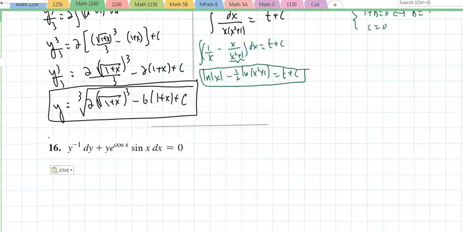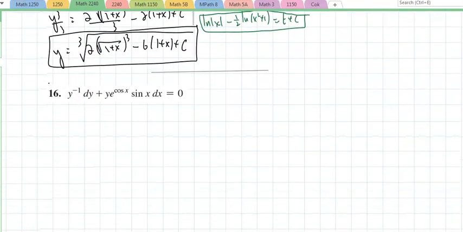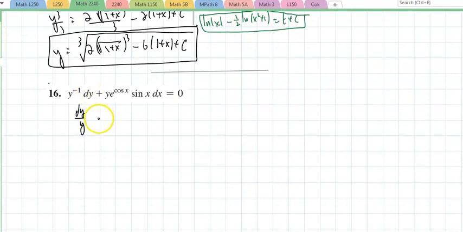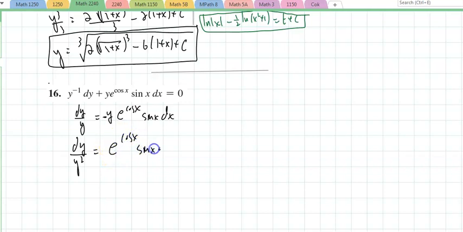You know what? Okay, and here we are looking at number 16, and 16 has dy over y equals y e to the cosine of x sine of x dx with a negative. So I have dy over y squared equaling e to the cosine of x sine of x dx.